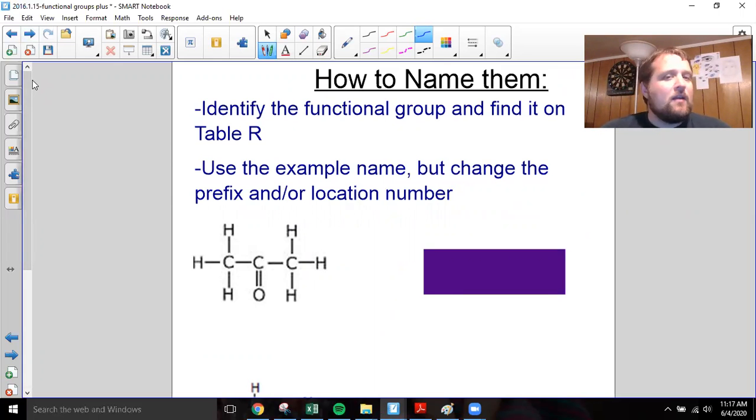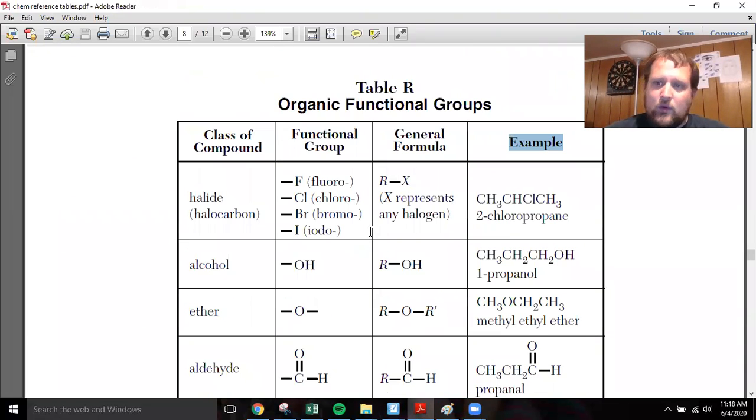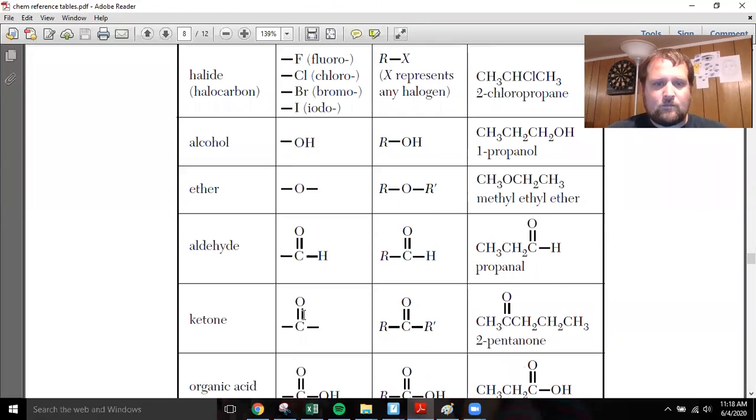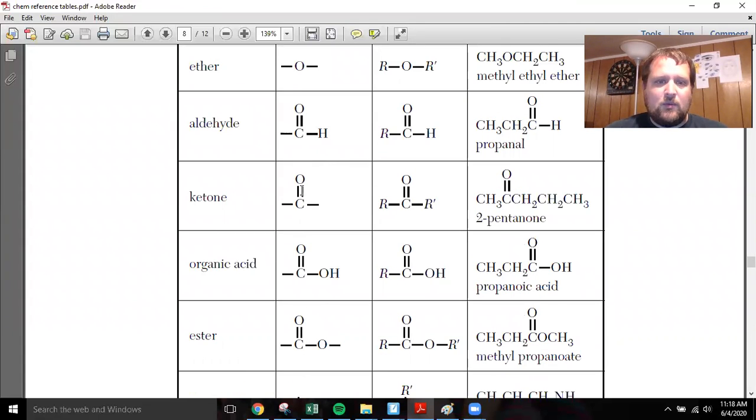Step 1, identify the functional group and find it on table R. The way we do it is we find the thing on here that's not just carbon and hydrogen. In this case, there's an oxygen. And that oxygen is double bonded to a carbon. And then I'll usually also check what else is that carbon connected to. So it's connected to another carbon on that side and another carbon on that side. So then I go to table R and I find, where do I see double bonded oxygens? None of these are double bonded. I see multiple double bondeds here.